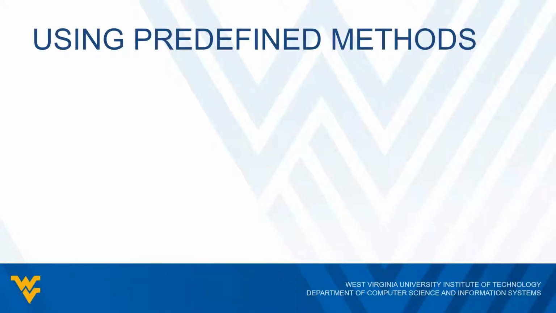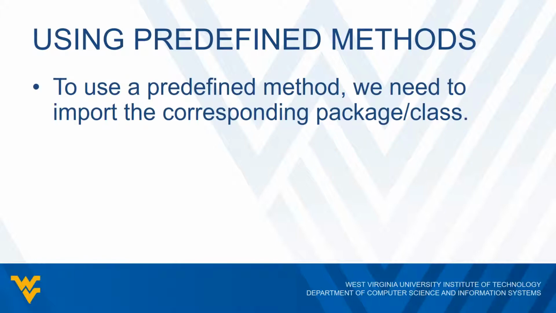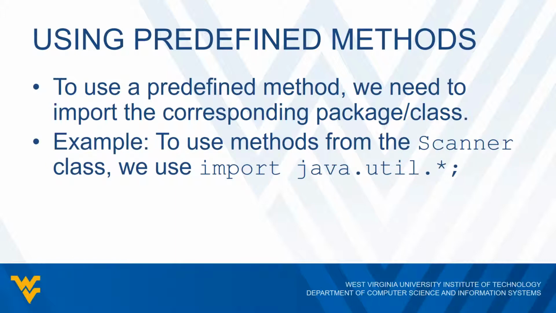So how do we use these predefined methods? I think we mentioned it before, but we'll state it again. If we want to use a predefined method, we need to make sure that we import the corresponding package and/or the class. For example, if we want to use the predefined methods from the Scanner class, such as nextInt, hasNext, nextDouble, and so forth, we would use the line import java.util.*.